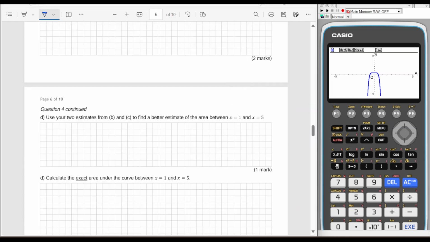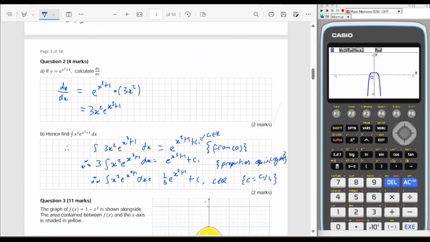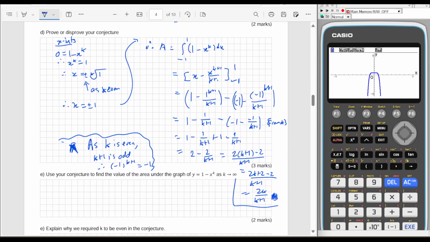Don't forget, these tests do have an extra page on the very back of them that you can use for extra space. So do label the question if you need that. But yeah, we got the conjecture.